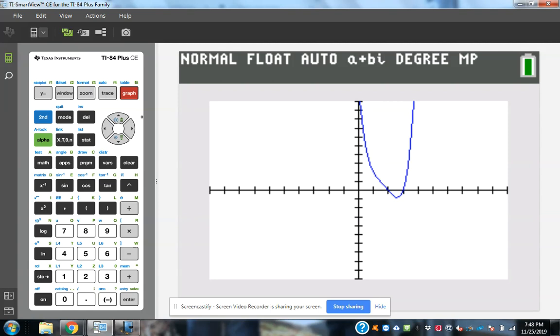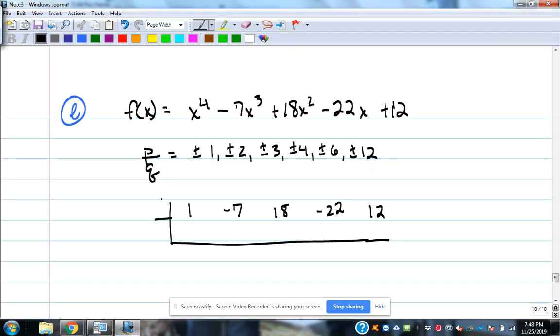Where's it crossing the x-axis at? What's the number? 2 or 3, right? So I'm going to use one of those. I'm going to use 2 first. Doesn't matter. I'm going to use 2 to do my division with first. So I'm going to put 2 on the shelf and run my synthetic division with the 2.